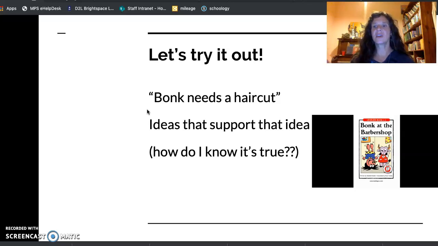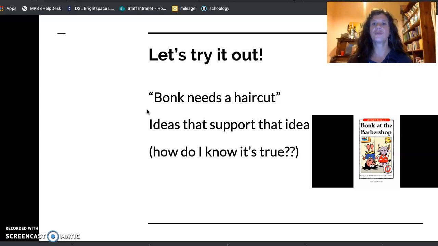These are not ideas that just come out of our head, although we might have some great ideas in our head about why Bonk needs a haircut. But we can't just look at this picture on the front and say, oh, well, it looks awful. Yeah, Bonk needs a haircut. We need to read a little bit and look in the story to find ideas that support that statement, Bonk needs a haircut. Okay, so how do we know it's true? What in the story is telling me that Bonk needs a haircut?